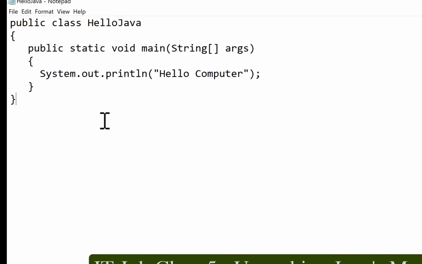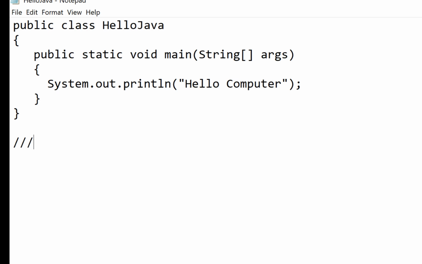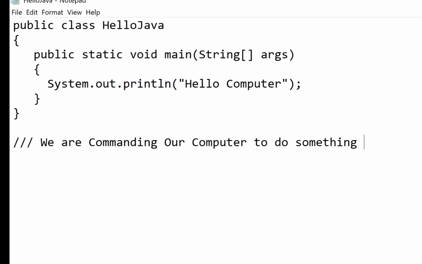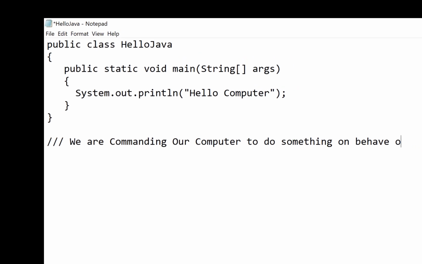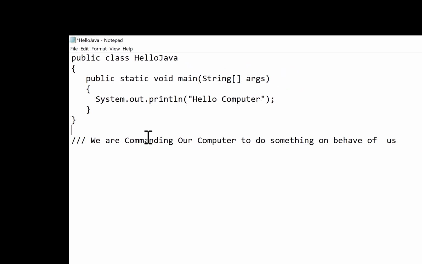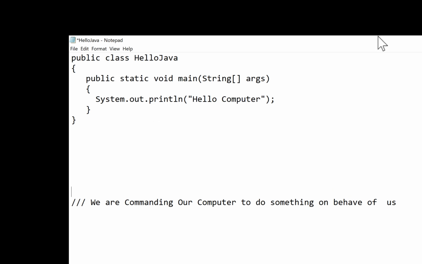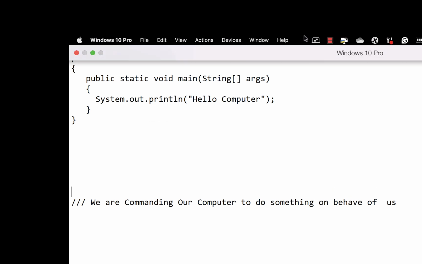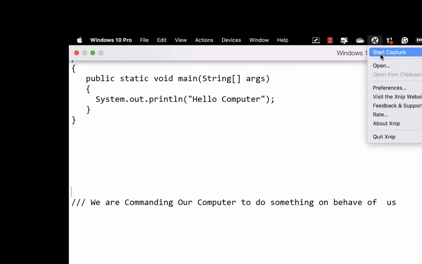So the first thing we have to understand is that we are commanding our computer to do something on behalf of us. Now, to make it more clear, I will try to draw some pictures, so maybe I can give you a little bit more understanding.